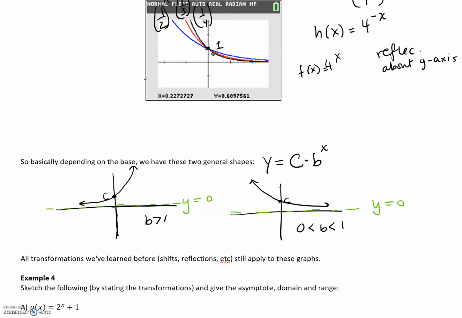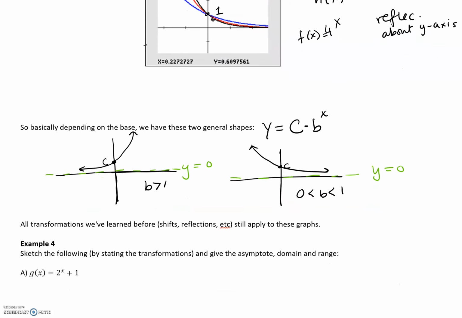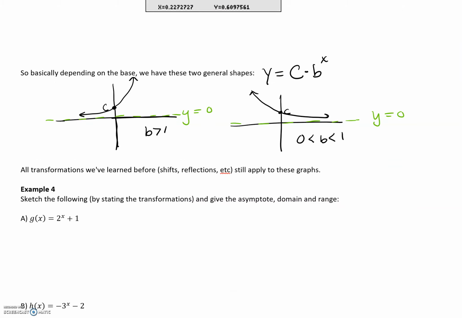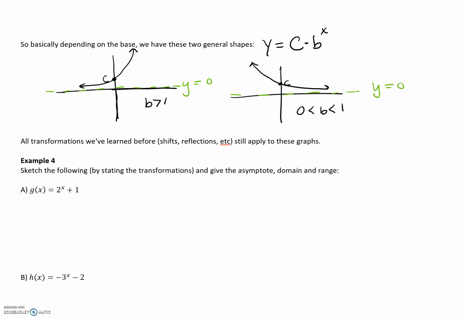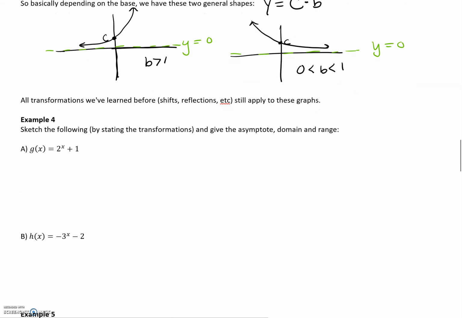So let's look at example 4 and just do a sketch. We're not going to use our TI necessarily. We're just going to use transformation ideas from before to do a sketch and give the domain and the range of this guy. So we know what 2 to the x looks like. All this guy did was take 2 to the x and shift it 1 up, right? So 2 to the x has a base bigger than 1. Initially it looked like that when we did it by hand.